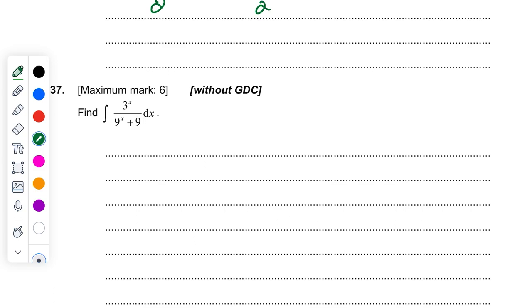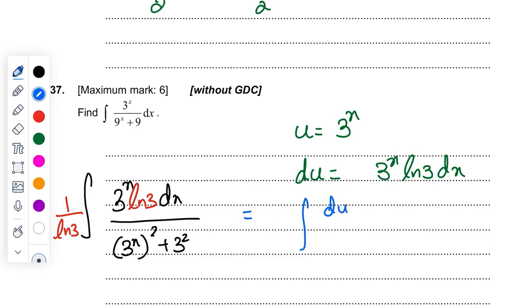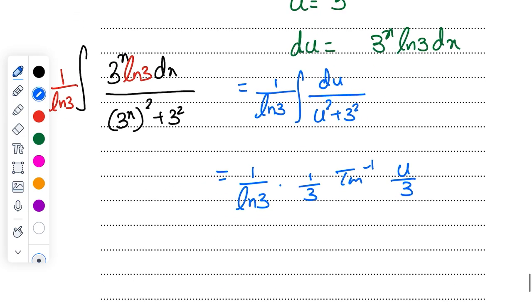Question number 37. 3^x equals u. So du equals 3^x ln 3 dx. So the question is 3^x dx upon (3^x) whole square plus 3 square. So ln 3 is missing, so multiplying and dividing by ln 3, the numerator becomes 1 upon ln 3 du divided by u square plus 3 square. So what does that become? 1 upon a tan inverse u upon 3. So the final answer is 1 upon 3 ln 3 tan inverse 3^x upon 3 plus c.